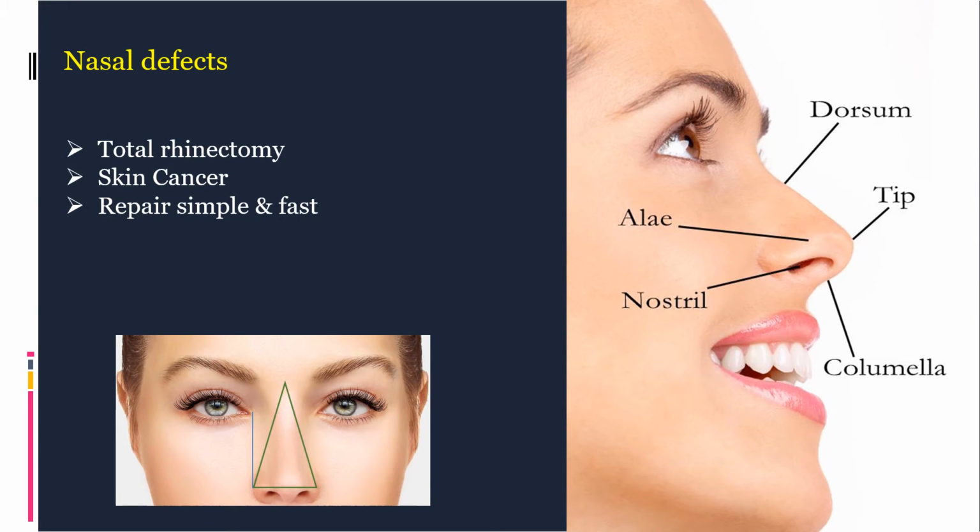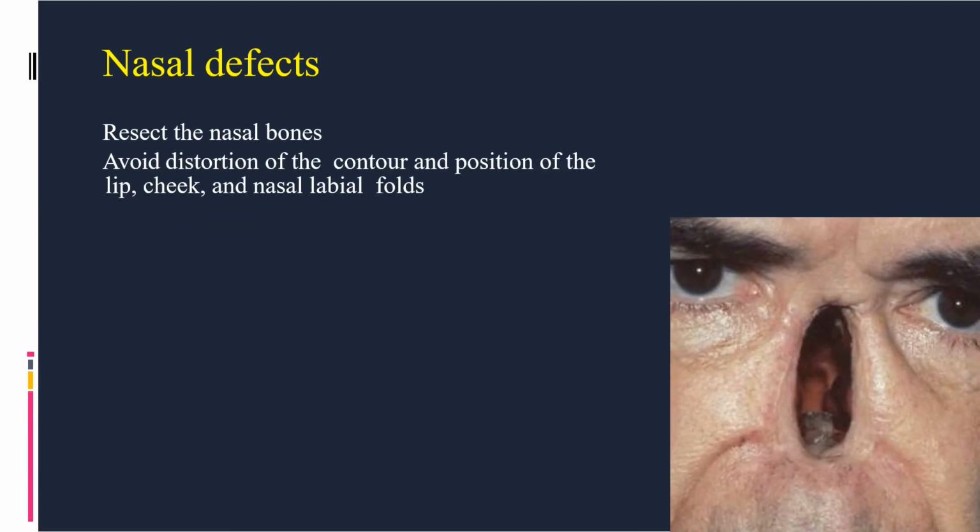Now we will move to nasal defects. Tumor ablation by the head and neck surgeon or the plastic surgeon is followed by rhinoplasty. Unlike the surgical reconstruction, prosthetic nose repair is very simple and fast. With rhinoplasty, it is recommended to resect the nasal bone and avoid distortion of the contour and position of the lip, cheek, and nasolabial folds. This is to increase the success of the nose prosthesis.